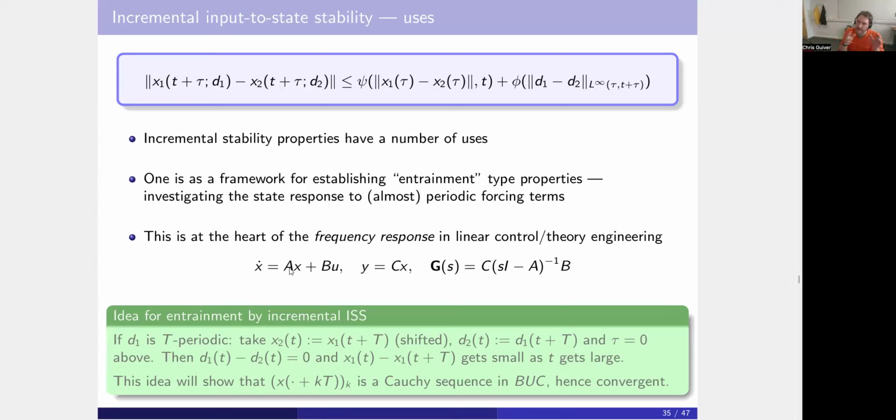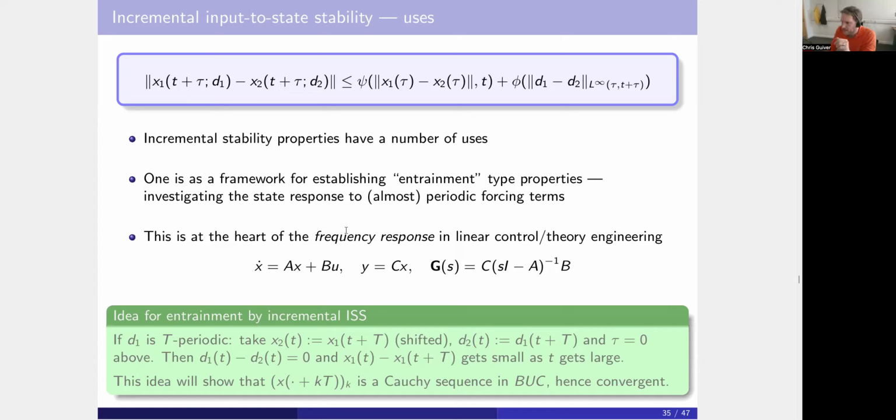Okay, good. So I'm now going to move on to then the uses, particularly for entrainment, of incremental input to state stability. So I show again the incremental input to state stability estimate. And of course, this is well known, right? The things you can do with incremental stability include synchronization type problems and observer design problems and so on. And here we can use it to establish entrainment.